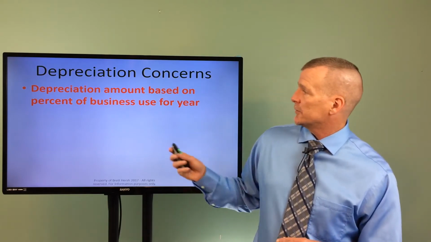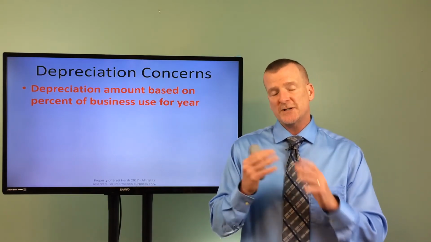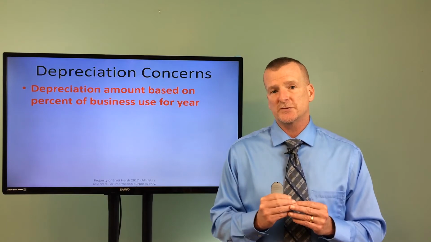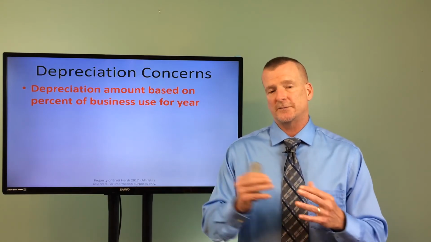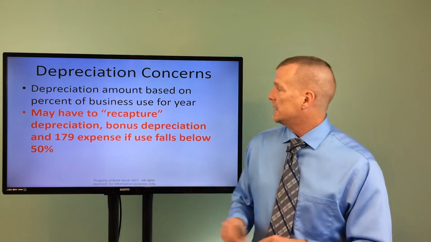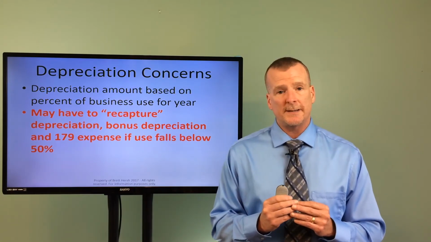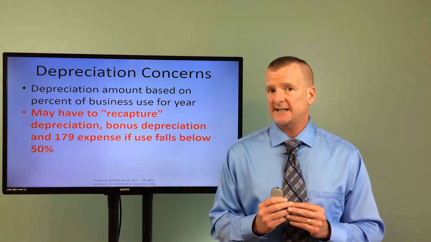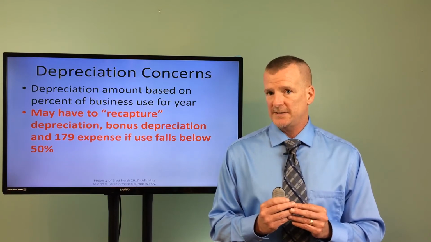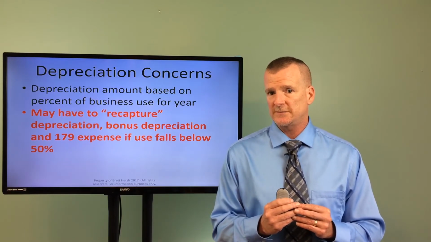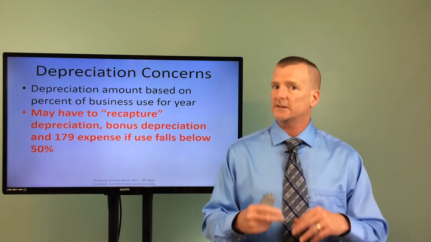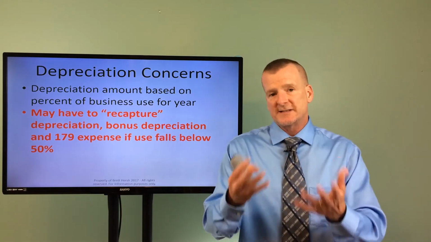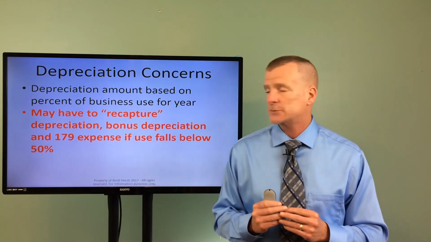Depreciation, as I've mentioned repeatedly, is based on the percentage of business use for the year. So if 80% of the mileage on the vehicle is for business, you'll be able to take 80% of the regular depreciation deduction that year. Very important here, however, if you claim bonus depreciation or 179 expense on a vehicle, say even a few years ago, and you decide to give that vehicle to one of your kids, or take it out of business, or business use drops to less than 50% and you still have the vehicle, you may have to recapture, which basically means you end up paying back the tax savings from claiming that 179 expense or bonus depreciation.